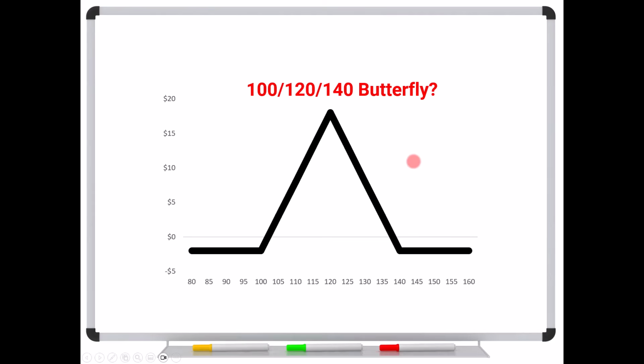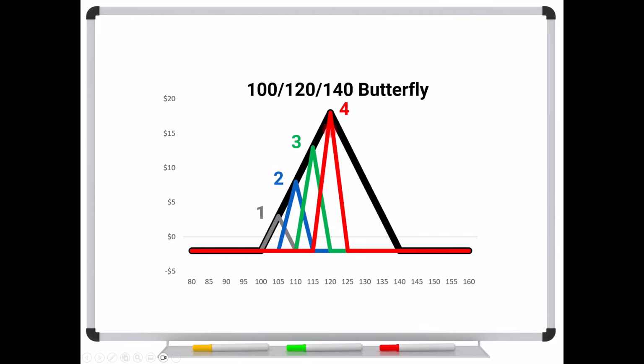So let's try another one. What about the 100, 120, 140 butterfly? Now we're 20 points wide. I have a butterfly here. I've got 2 here, 3 here, 4 here, and then 3, 2, 1. There are actually 16 butterflies in that.